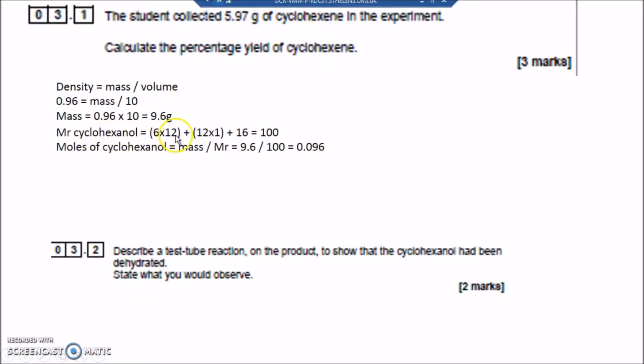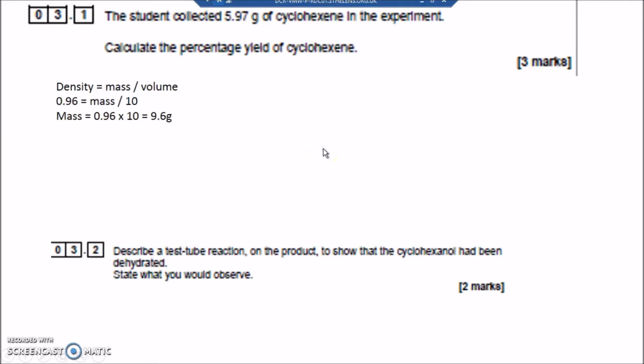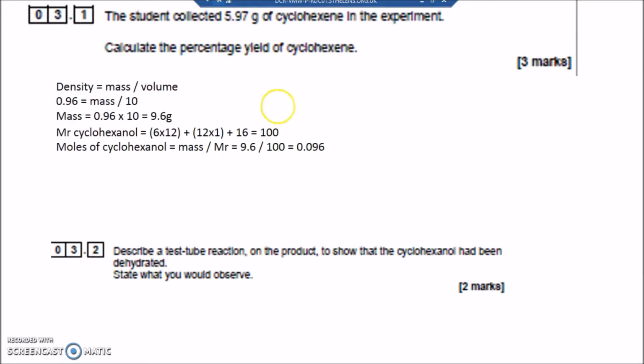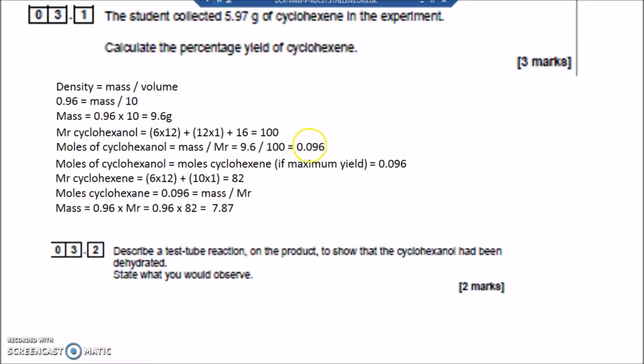We can work out the Mr of cyclohexanol, and we can work out the number of moles of cyclohexanol, because moles is mass divided by Mr, 9.6 divided by 100. I've got 0.096 moles of cyclohexanol. Now, 1 mole of cyclohexanol makes 1 mole of cyclohexene, so 0.096 moles of cyclohexanol should make 0.096 moles of cyclohexene if I get 100% yield. The Mr of cyclohexene I can work out as 82, so moles is mass divided by Mr, so 0.096 moles equals mass divided by 82. 82 multiplied by 0.096 tells me that I should make 7.87 grams of cyclohexene.